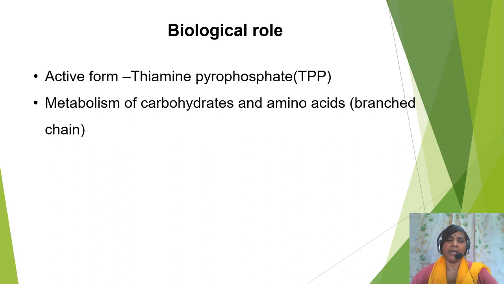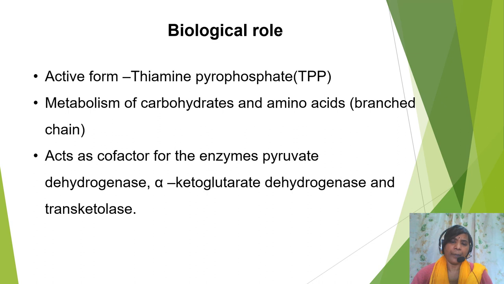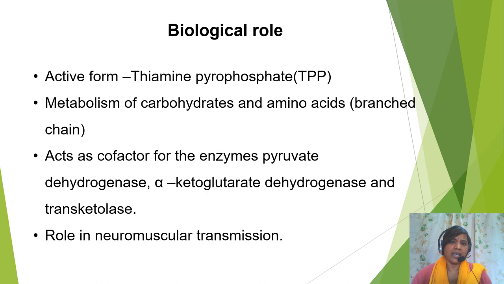So vitamin B1 has a role in the metabolism of carbohydrates and amino acids. And it acts as a cofactor for many of the enzymes like pyruvate dehydrogenase, alpha-ketoglutarate dehydrogenase, and transketolase. And it also has a role in neuromuscular transmission, that is, in the muscle contraction and in the transmission of the nerve signal.